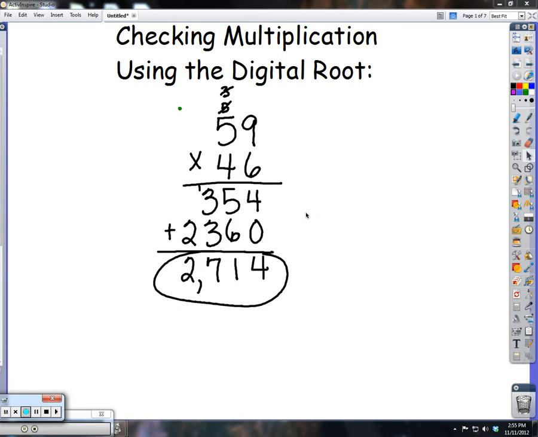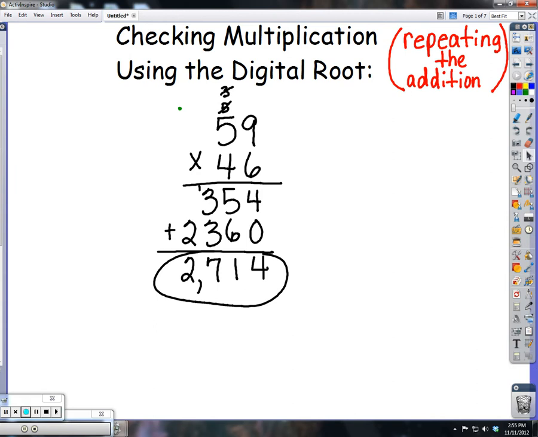In this video, we're going to talk about how to check a multiplication problem using the digital root. One thing I tell the students as we go through the process is really we are just repeating the addition over and over again, as you will see as I demonstrate this process on a few sample problems. However, the technical name is to check it finding the digital root.